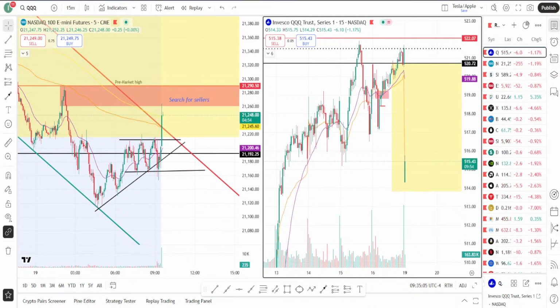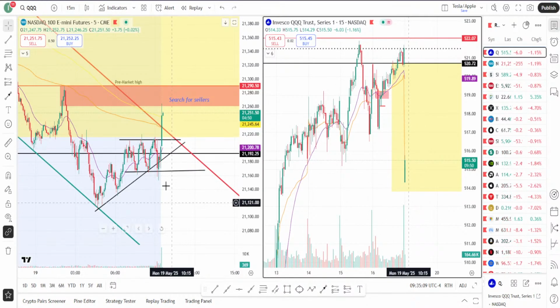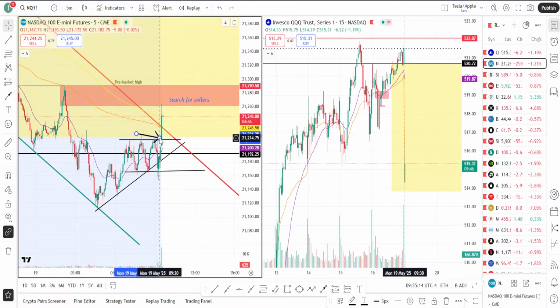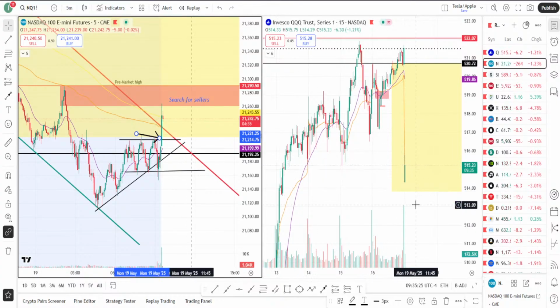How many contracts? I did 6 when I caught that move up. I did six micros from here. And as it got up here, that's it. $200. It was a quick scalp in and out.